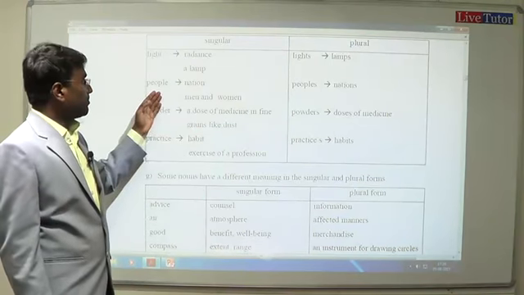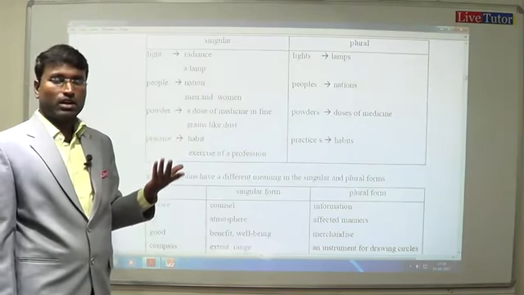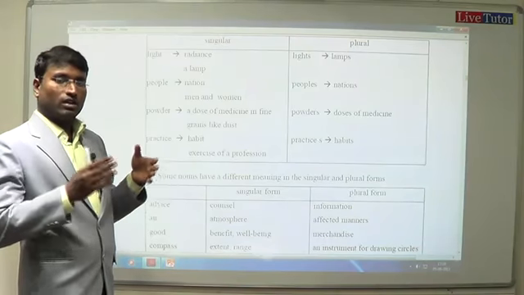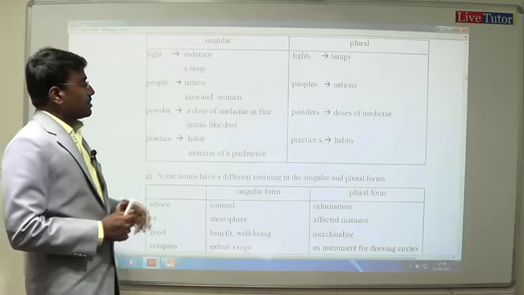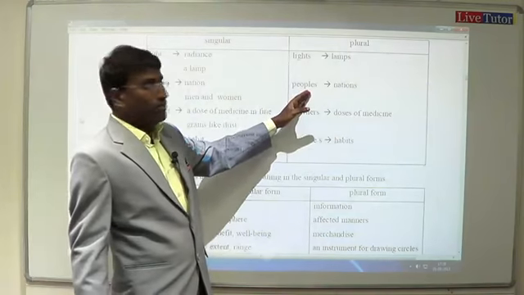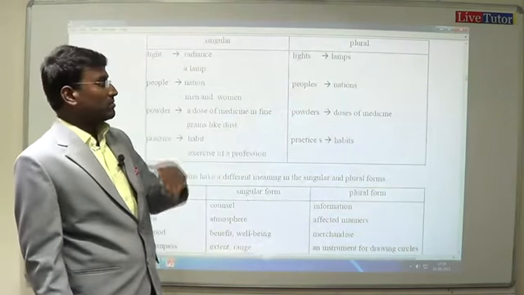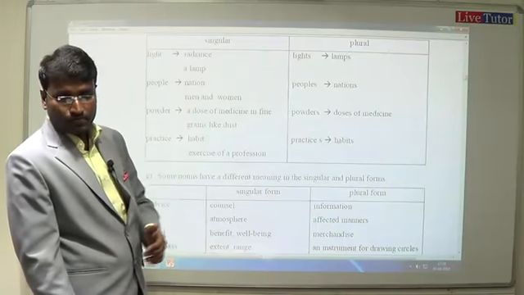And another meaning is men and women. Okay, ஒரு நாட்டில் இருக்கின்ற ஆண்களும் பெண்களும் சேர்ந்து. And when you change this into a plural one, it becomes peoples, which means nations.